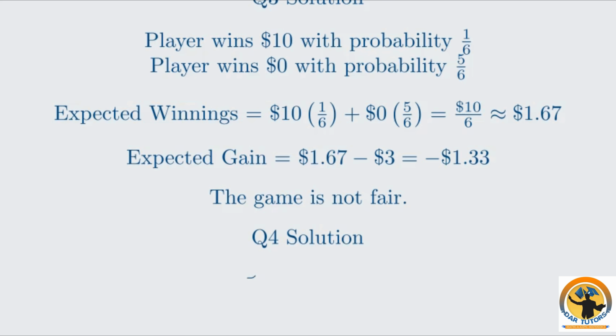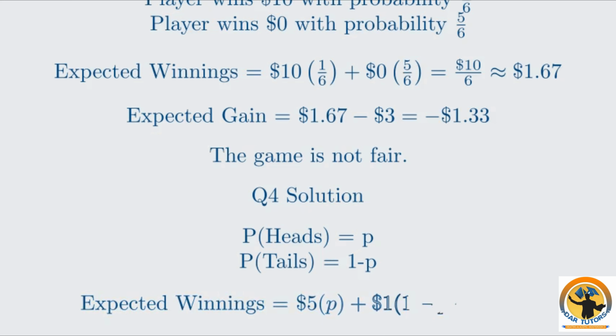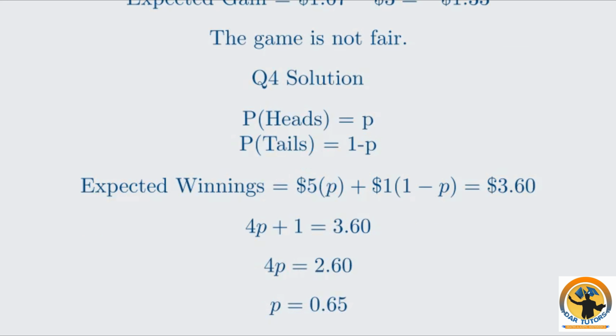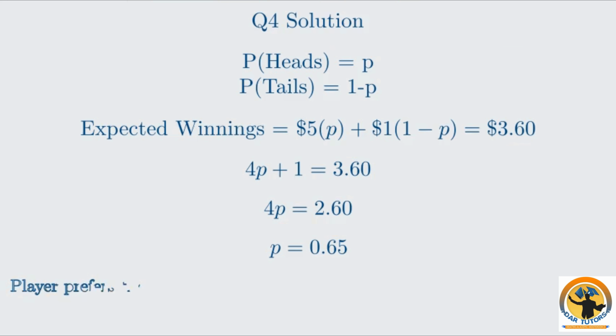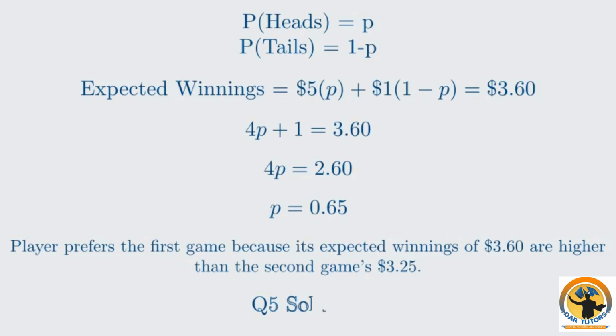For question 4, we're given the expected value of $3.60 for the first game. The probability of heads is p, so of tails is 1 minus p. Setting the expected value to 3.60, we get the equation 5p plus 2 times (1 minus p) equals 3.60. Solving for p gives 0.65. A player would prefer the first game because its expected winnings of $3.60 are higher than the second game's expected winnings of $3.25.